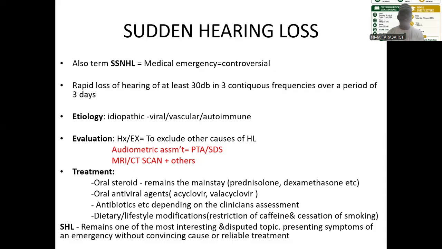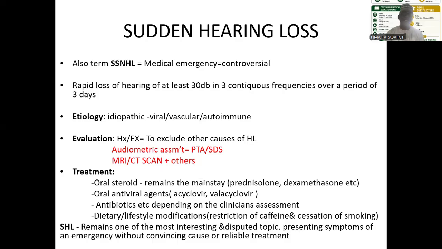The etiology is idiopathic, though viral, vascular, and autoimmune causes have been implicated. Evaluation, that is history and examination, is done to exclude other causes of hearing loss of that sudden nature. Audiometric assessment is very important also in this case, so that we'll be able to know the type, pattern, and severity of hearing loss in this patient. MRI and CT scan are also done to exclude other causes before we can tag it as sudden sensorineural hearing loss, because the cause is actually not known.